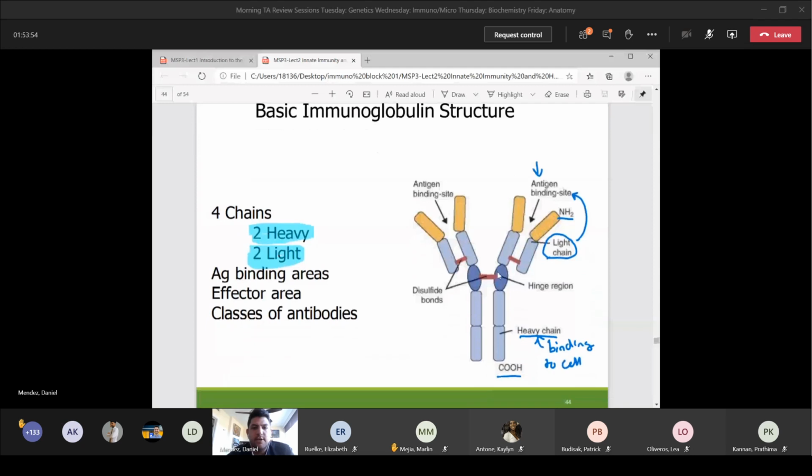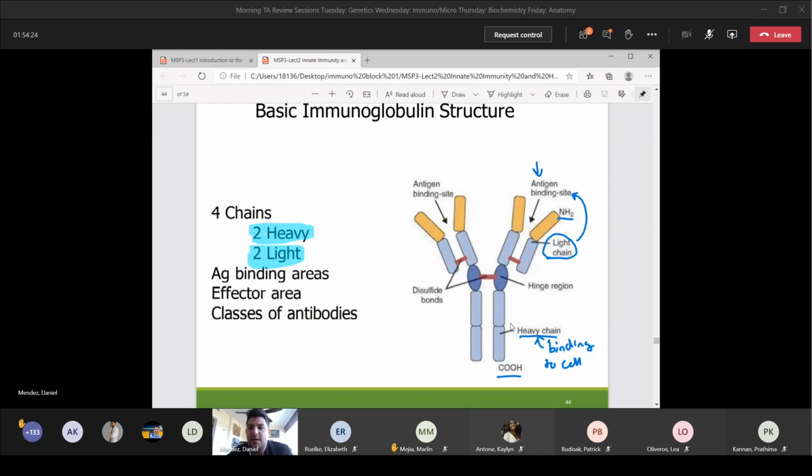So here's your basic structure of your immunoglobulin, your Ig or your antibody. You have the yellow one at the top, that's the antigen binding site. And then you have at the bottom your heavy chain. This is where you have the carboxylic acid, the COOH, at the very bottom. That's where it binds to the cell. So this binds to your B cell here, and the top part is where it binds to the antigen. So make sure you know that difference.